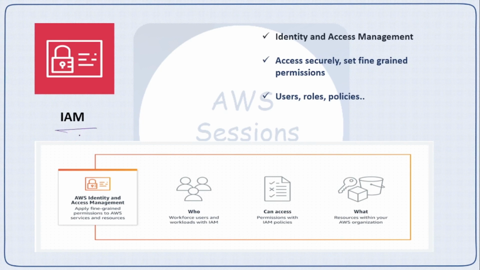Next is IAM. That is, I would say, the heart of all the services because it controls the access management. So this is the Identity and Access Management service. So what does it do? We have seen that we have EC2 instances, we have created RDS. Is it like that an EC2 instance can directly talk to RDS without any permissions?